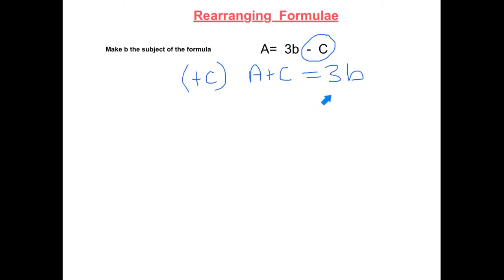Okay, now what I need to do is to get rid of this 3. Now 3B means 3 times B. So what I'm going to do is the opposite to 3 times B, which is divide by 3. So that's what I'm going to do here, divide both sides by 3. Now the easiest way to do that on the left-hand side is to put A plus C, which we've already got, divided by 3, and that will leave us with just B on this side. Okay, so that's how to rearrange that one.